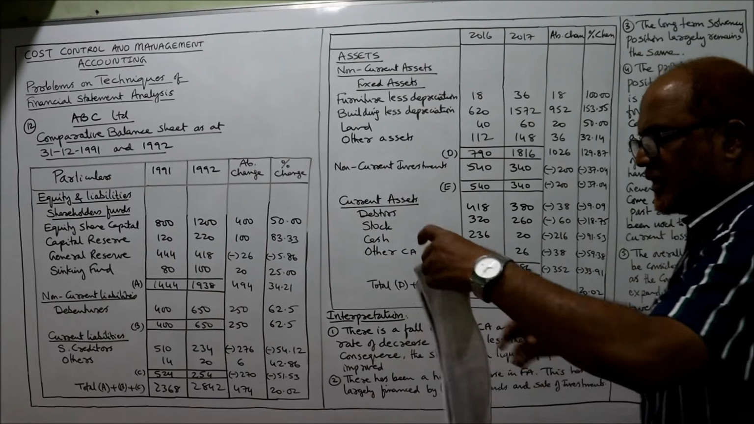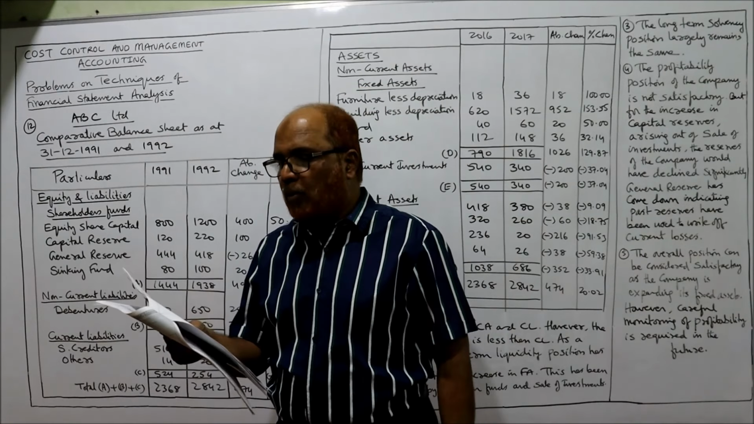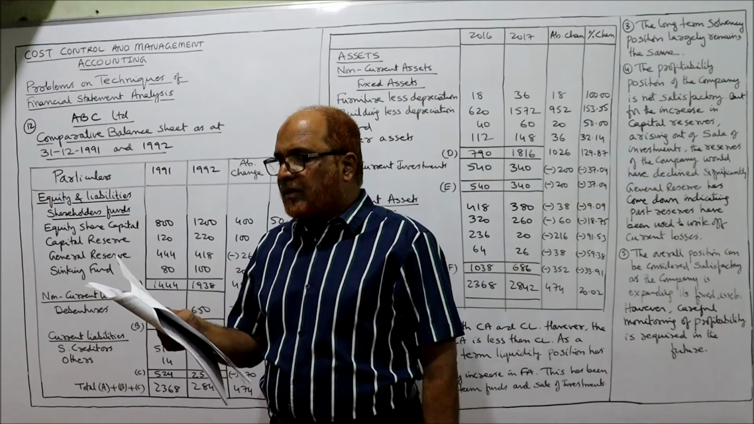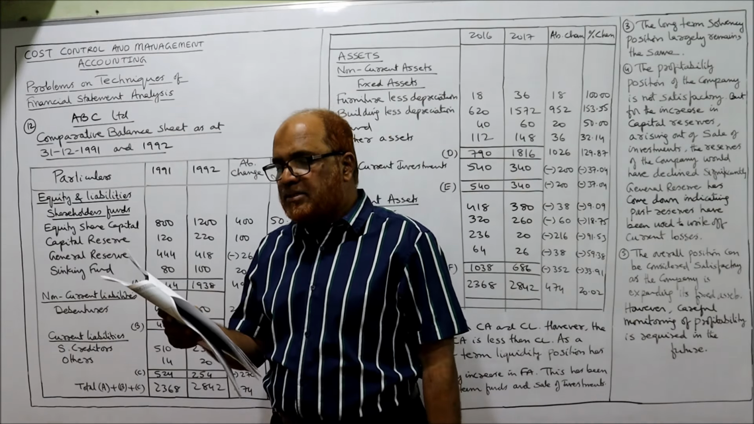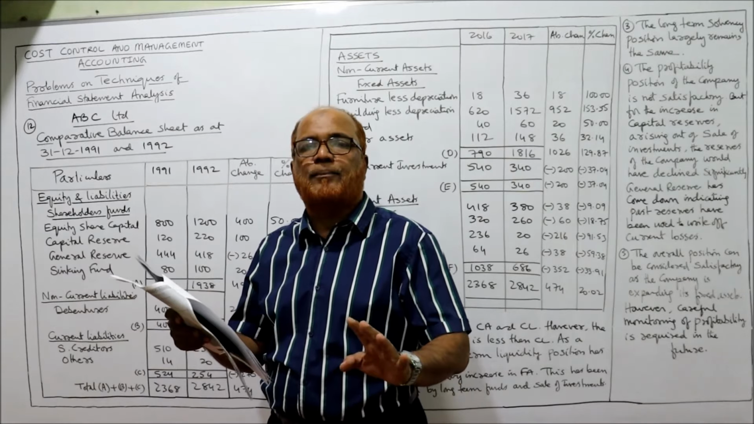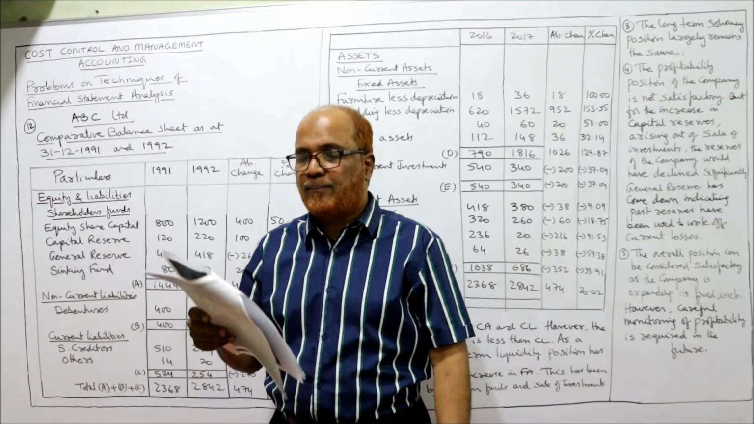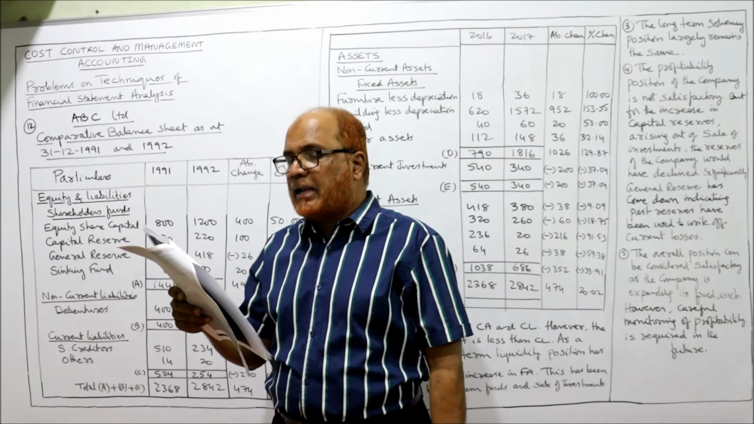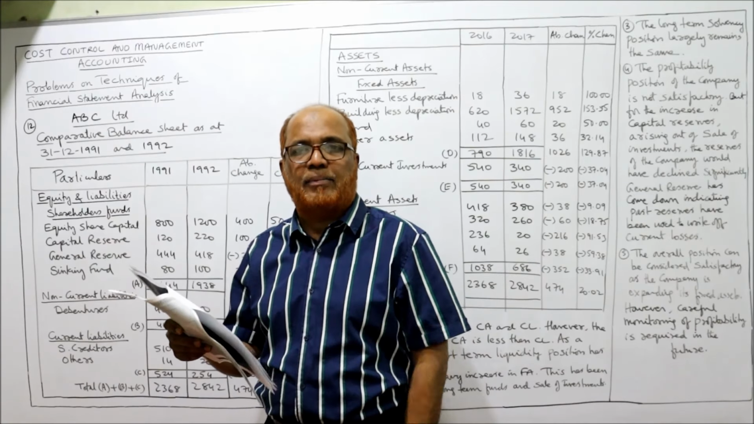Now, see the 12th one. The comparative balance sheet of ABC Limited is given below. Here, 91 is last year and 92 is the current year: share capital, capital reserve, general reserve, sinking fund. These 4 items should be taken under shareholders fund. Then we have long-term liabilities, only one item, that is debentures, that is a non-current liability. And current liabilities are 2, sundry creditors and other current liabilities.